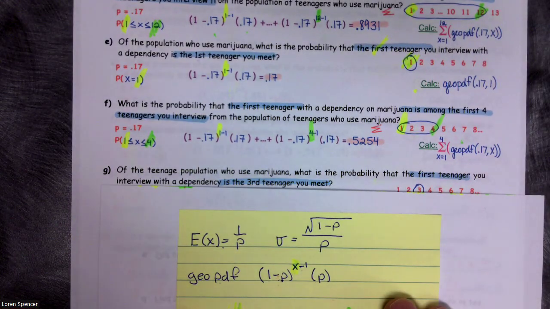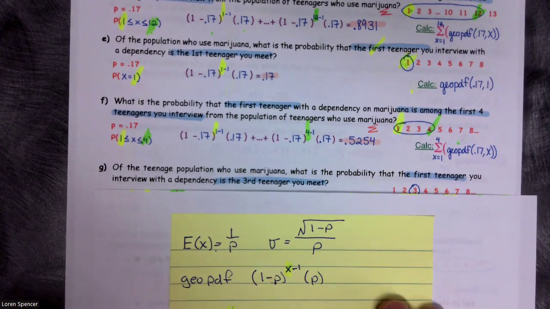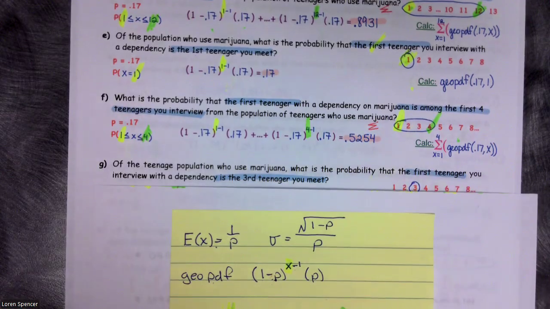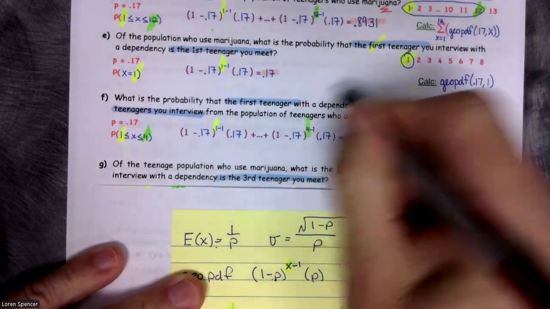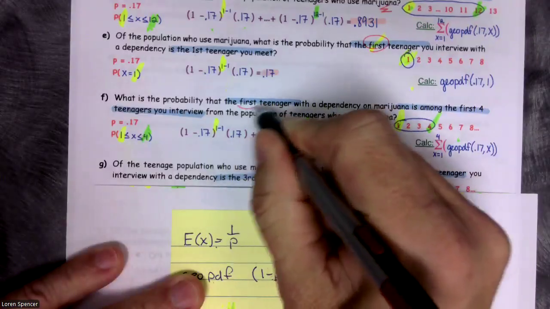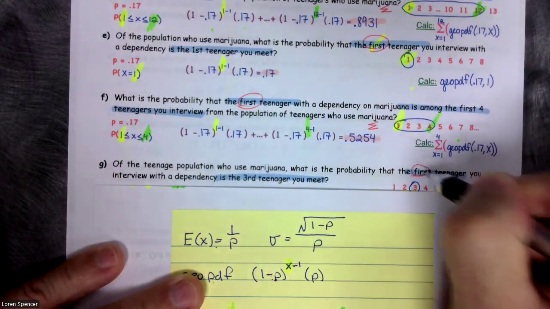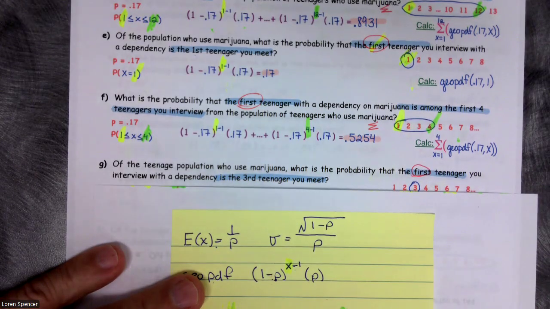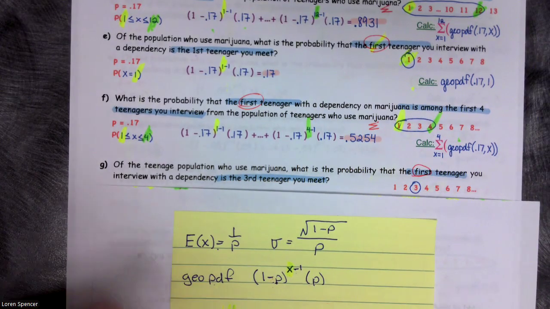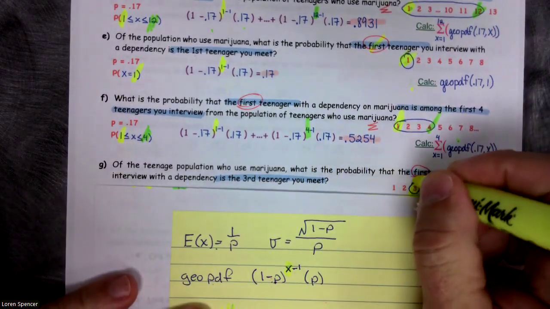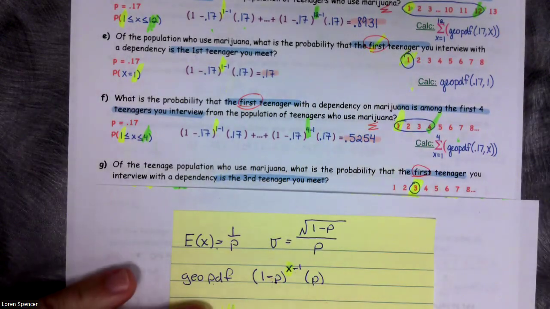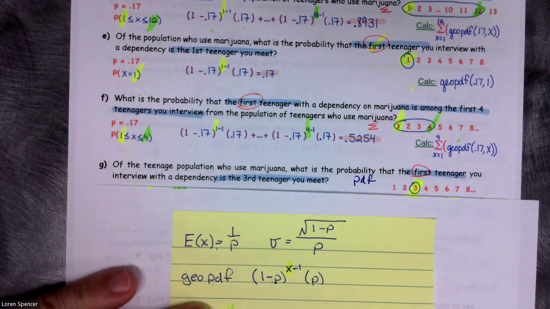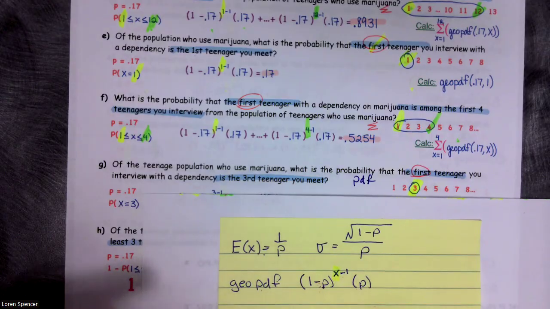Letter G. Of the teenage population who uses marijuana, what's the probability the first teenager? Once again, there's that word first. First tells me it's a geometric. Every time I see the word first, I know it's a geometric. It tells me it's a geo with a dependency is the third. So what we care about is specifically the third one. And it's only a single value. If it's only a single value, this means it's going to be a PDF. It's not going to be a summation. So X equals 3.